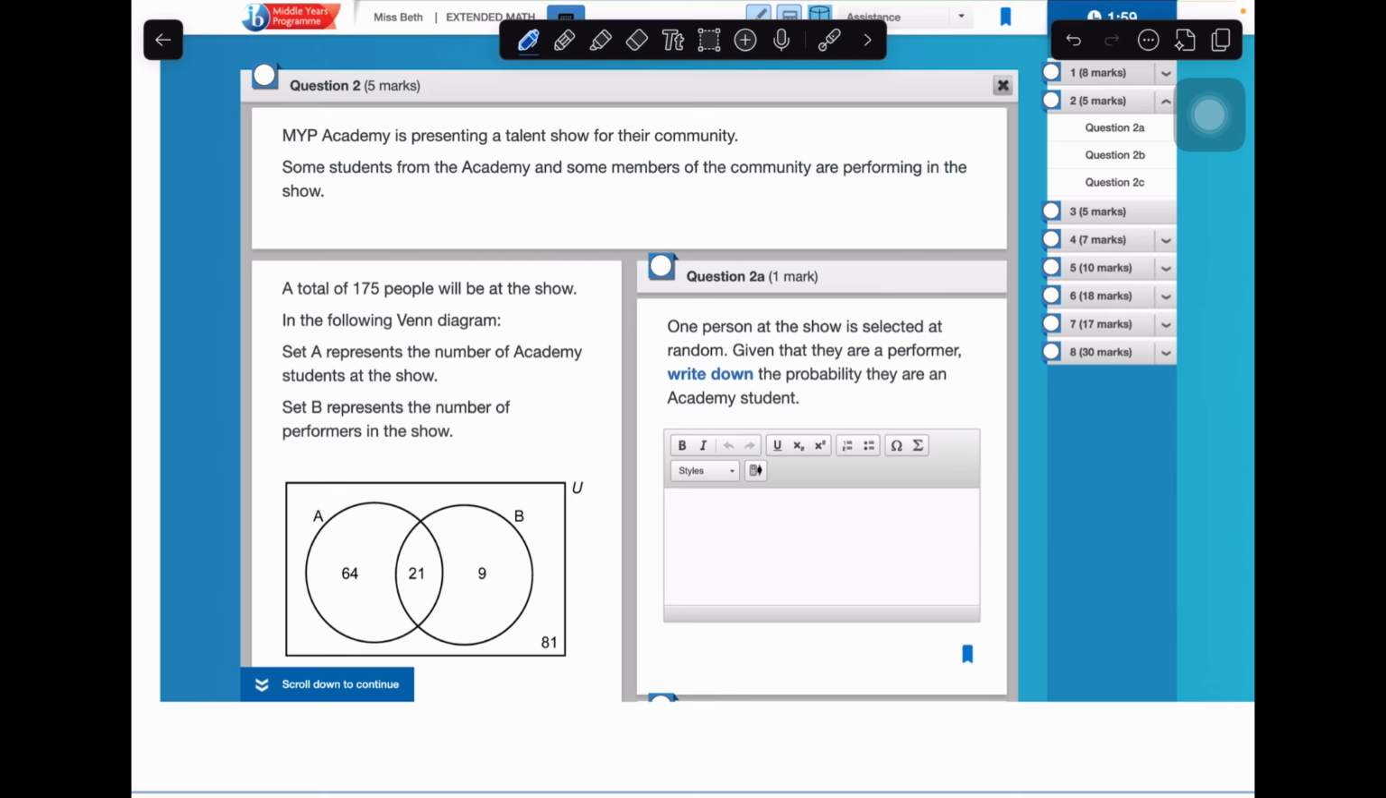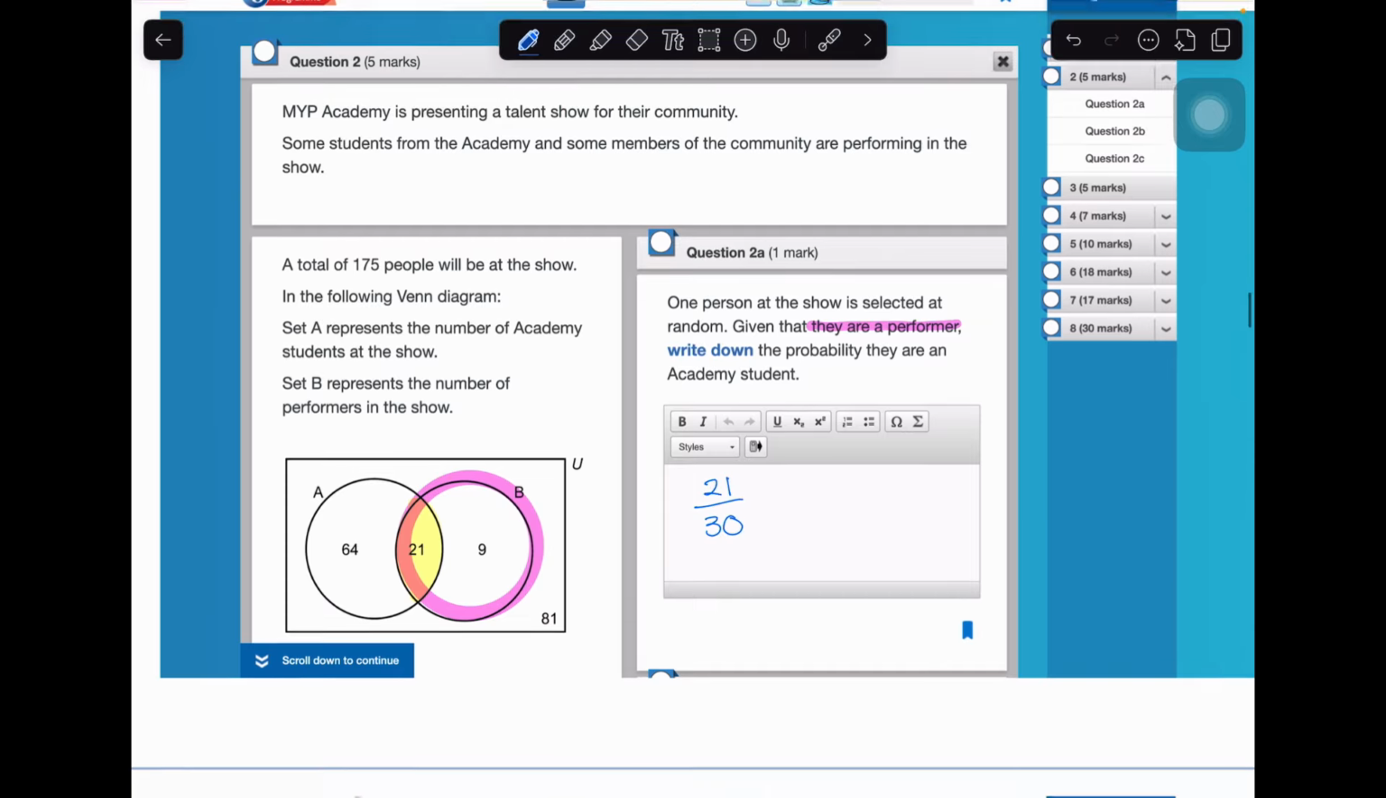So one person at the show is selected at random. Given that they are a performer, write down the probability they are an academy student. Okay, so given that they are a performer, the performers are set B. So I'm looking at these students here. The academy students within this set B are only these students here in the very center. So I'm looking at 21 out of a total of 30. There's 30 people altogether in set B. So that's where that comes from.